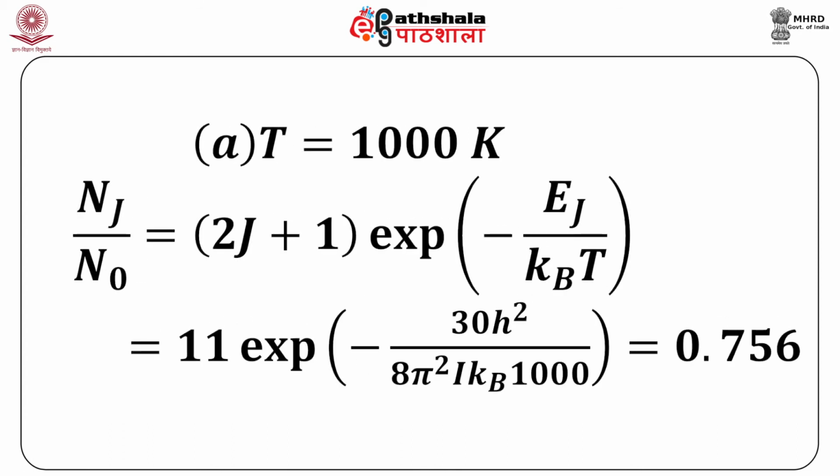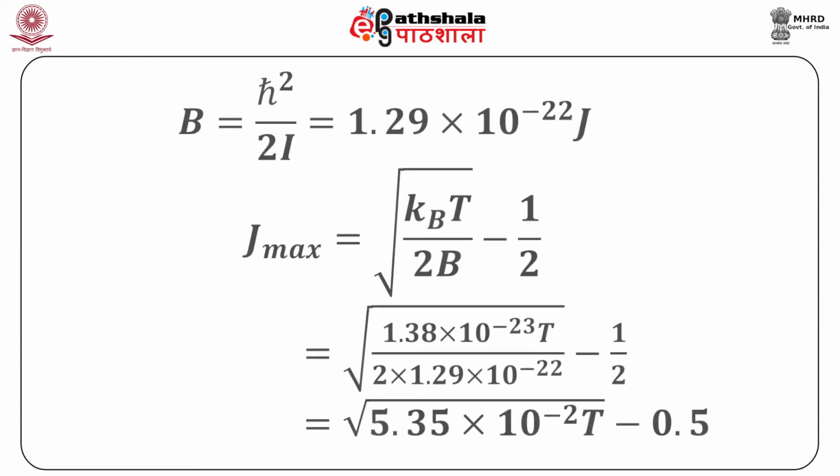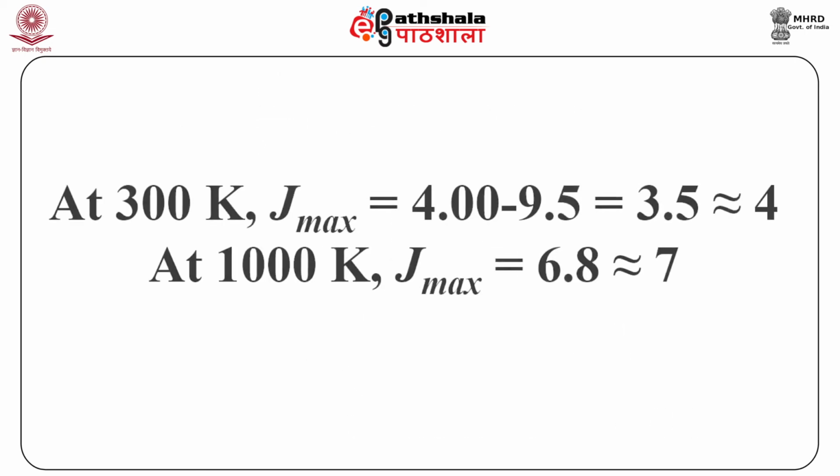At 1000 Kelvin, you find that the population has grown, it has become 0.796. And the second is that you want to find out the J max value. You find at 300 K it turns out to be 3.5, and the nearest whole number is 4. At 1000 K the J max value turns out to be 6.8 and the nearest whole number is 7.